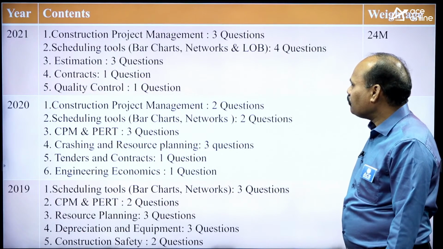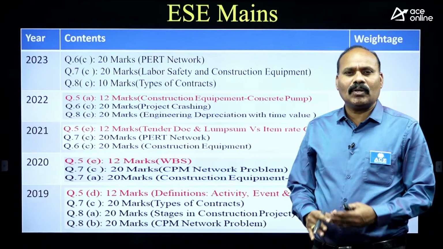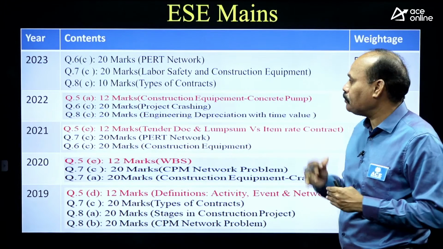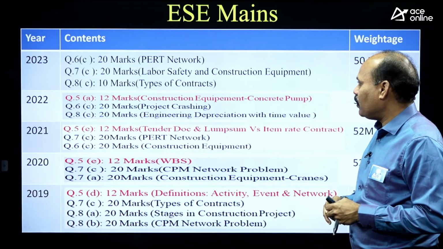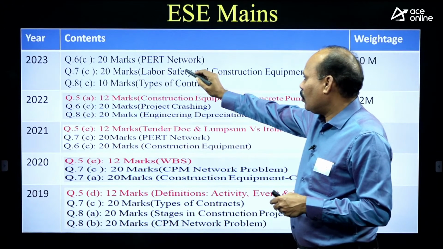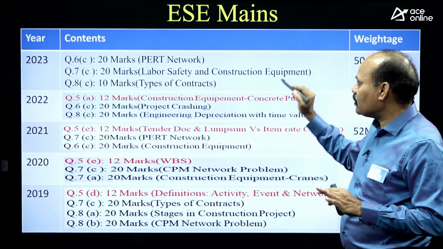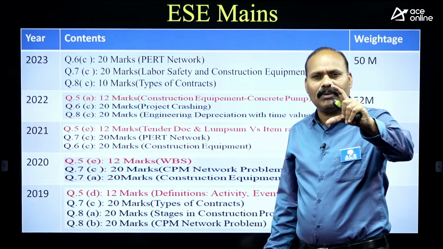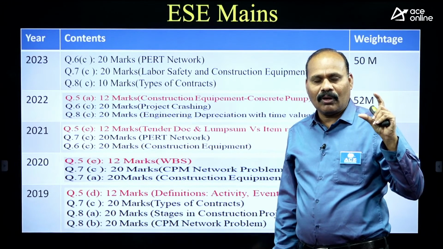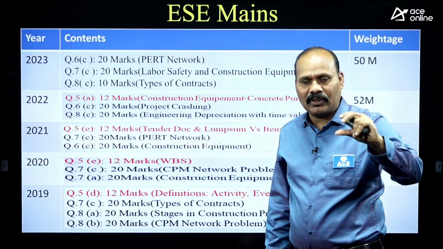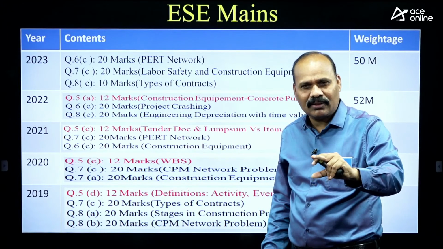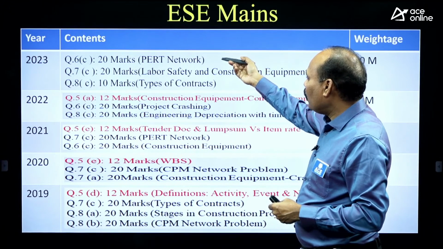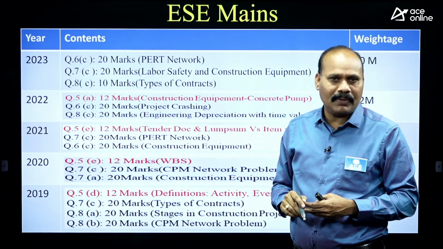And coming to mains, I am presenting ESE mains also so that you can get some clarity and you may get confidence also. In the 2023 paper, if you see, 50 marks from this subject. So 20 marks from PET network. A very simple PET network problem was given. You have to find the expected duration of activity, the expected duration of the project, the standard deviation of the critical path, and the probability of completion of the project in a given time.